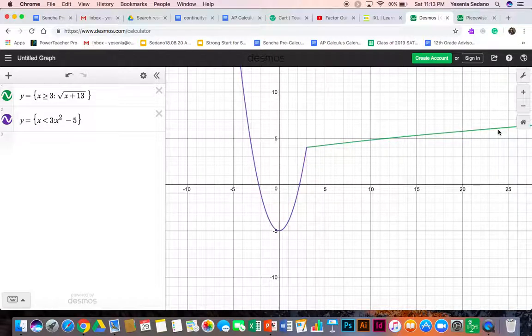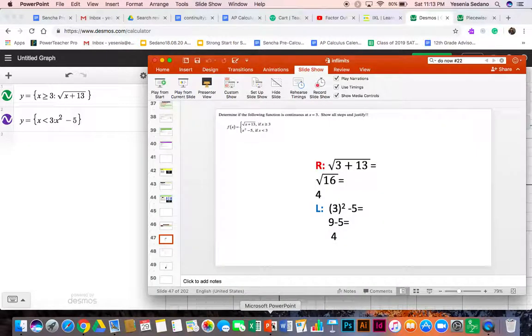So the real question is, how do we use math to determine if this piecewise function is continuous or not if I don't have a graph? Because that is what you want to do: determine if functions are continuous or not when you do not have a graph. I'm going to show you the technique.